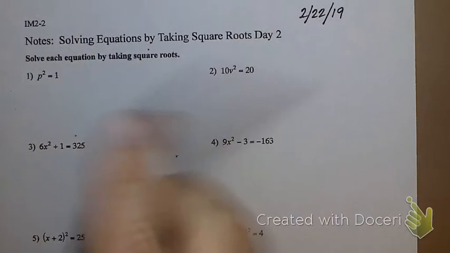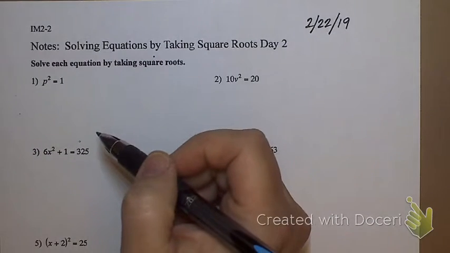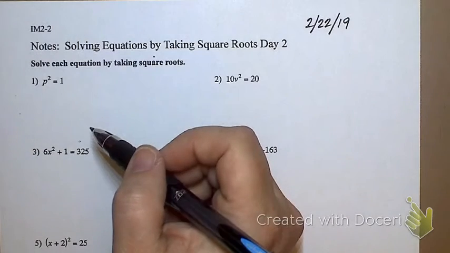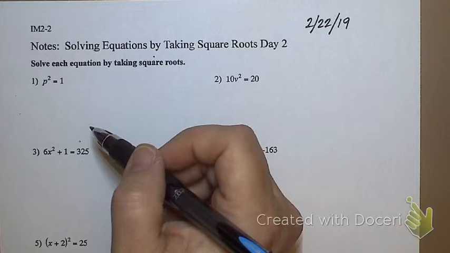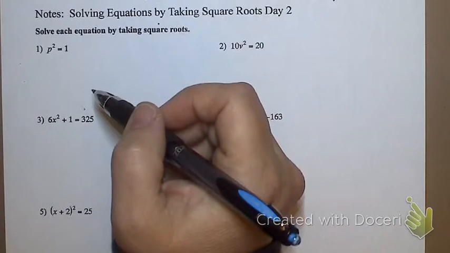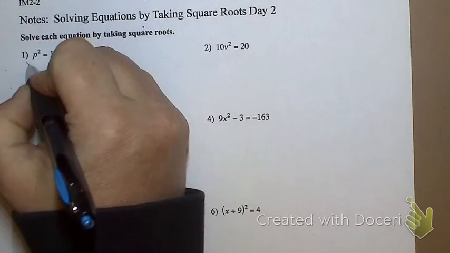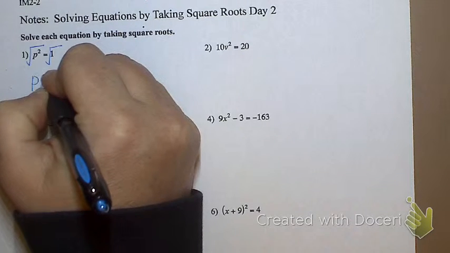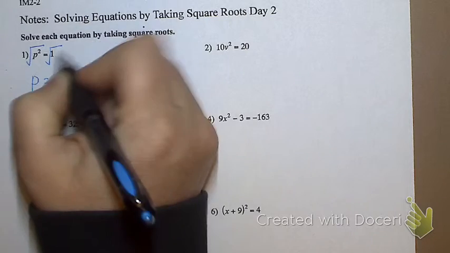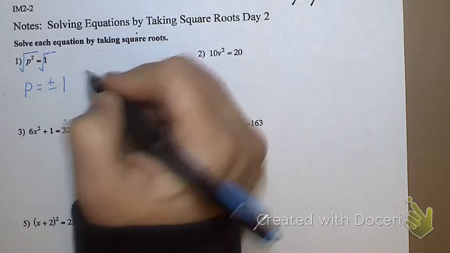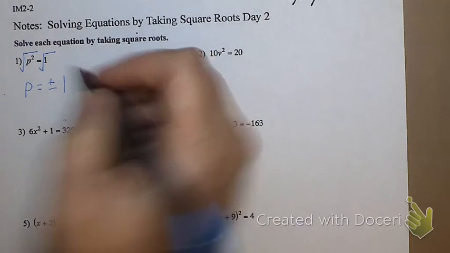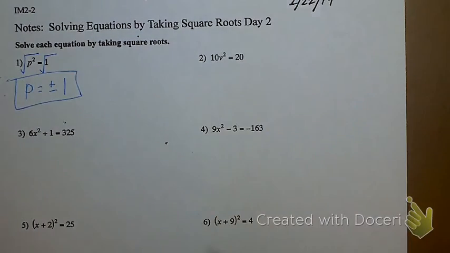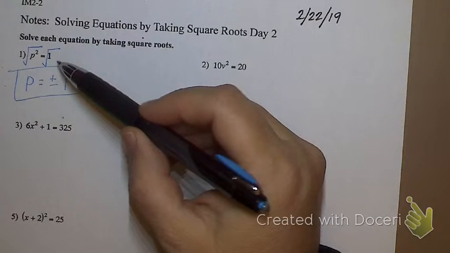Okay, so 1, 2, 3, and 4 are just like what we did yesterday. In number 1, the p is by itself, yes? Or the p squared is by itself, I should say. So how do I solve it then? Square root both sides. And every time I square root, I have to remember what? The plus minus. The plus or minus, and the square root of 1 is not radical 1, right? You're just doing one level. Okay? That was easy, right? 1 is a number that a lot of people forget you can take the square root of.